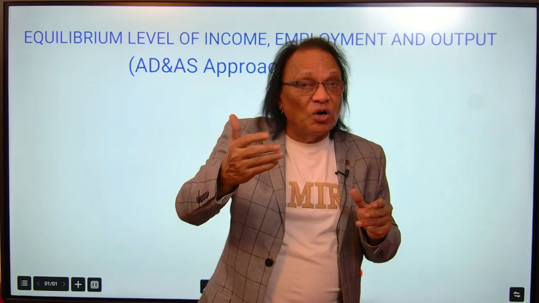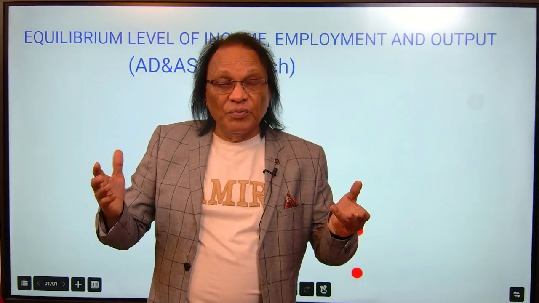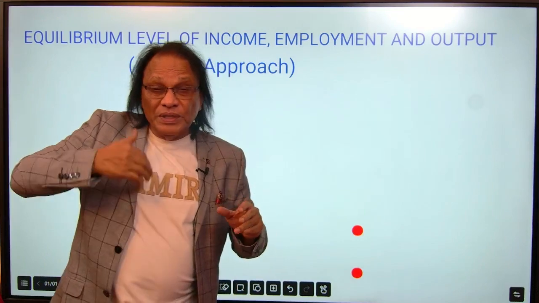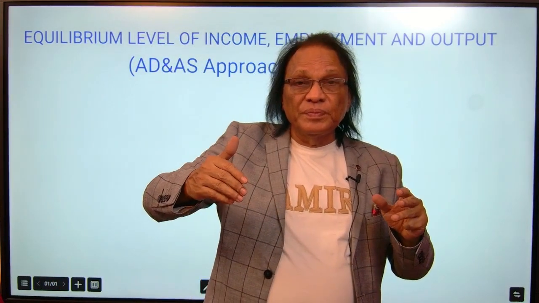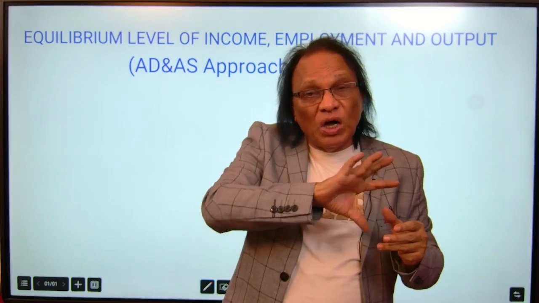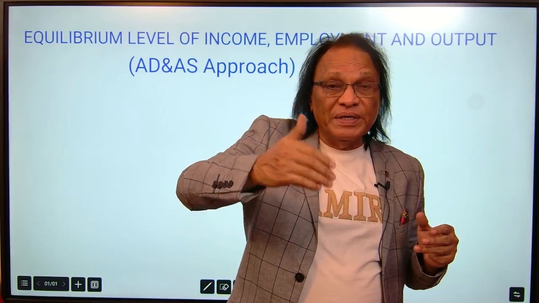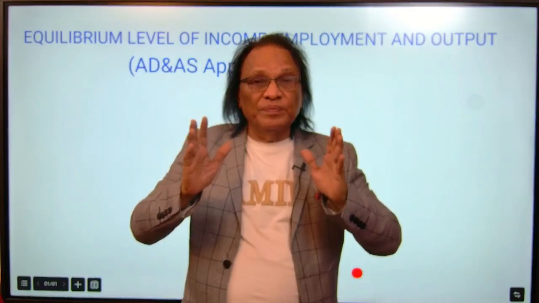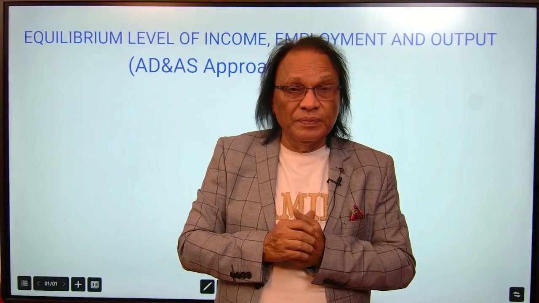Automatically, when you increase the output, employment level will go up. More people will be employed. When the employment level is going up, automatically the output will go up, income of the people will go up. So all will move in the same direction. Output, employment and income, they will go up, and the gap between AD and AS is being bridged and they become equal at the equilibrium level of income, employment and output. AD is equal to AS.